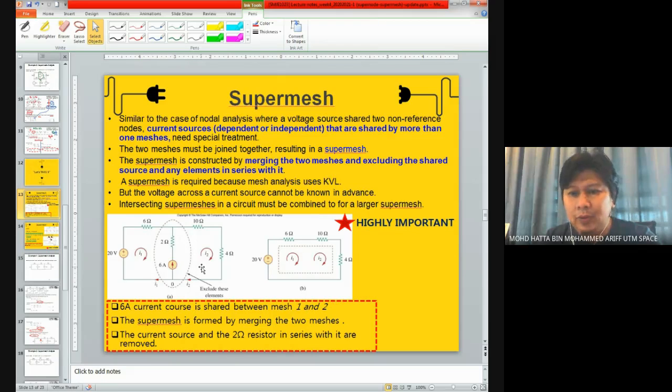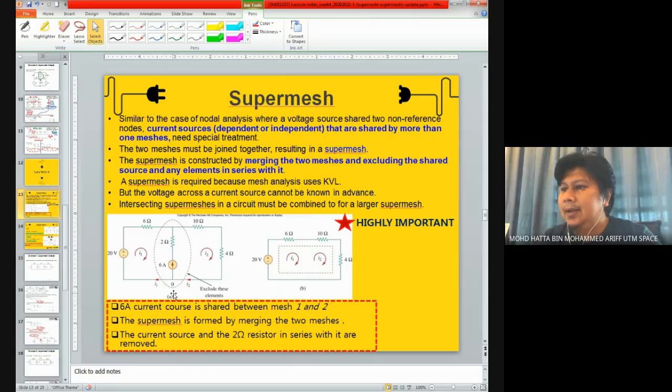when you try to apply Supermesh, you need to apply both KCL and also KVL. And for mesh analysis, if you remember from previous class, in mesh analysis, we try to set up a Kirchhoff voltage law around each mesh. So here, we're still going to set up a Kirchhoff voltage law around meshes, and also you need to consider Kirchhoff current law at the Supermesh.